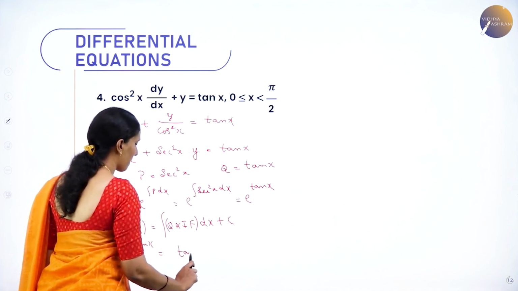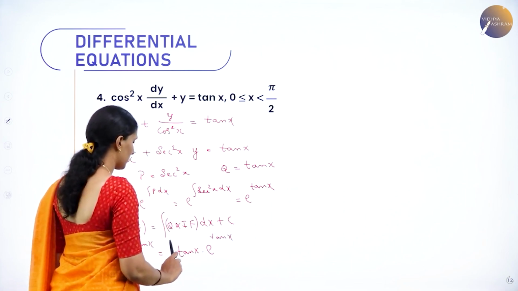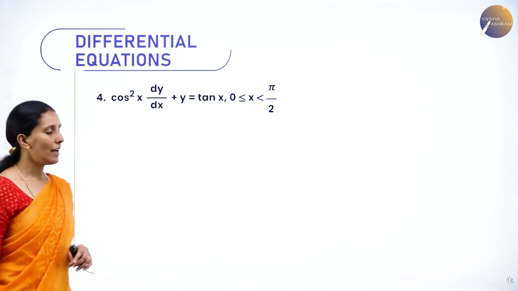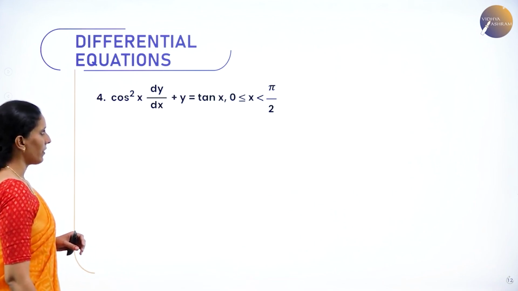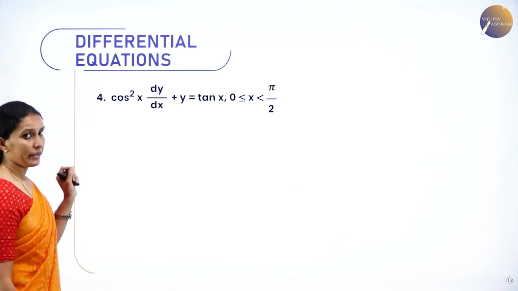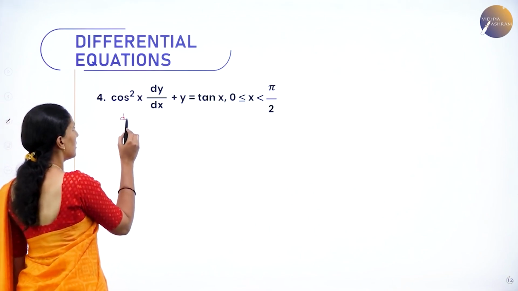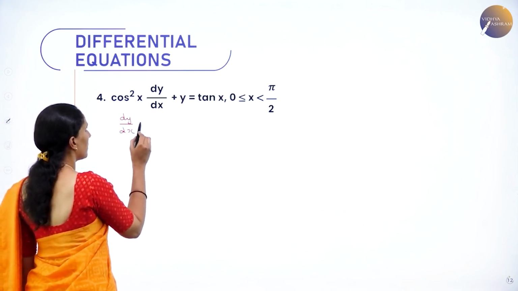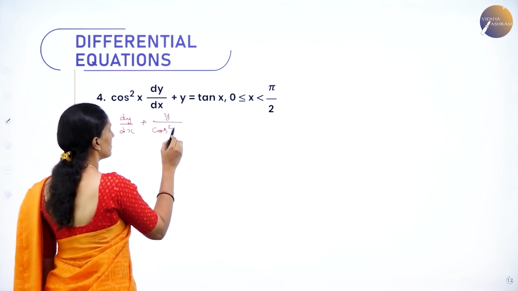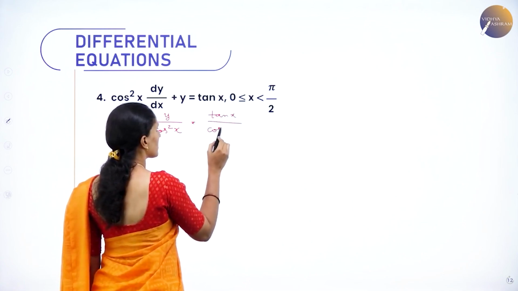so tan x into e power tan x dx plus c. So here we have cos square x dy by dx plus y is equal to tan x. To write the equation in the form of dy by dx, divide throughout by cos square x. Then this is dy by dx plus y by cos square x is equal to tan x by cos square x.